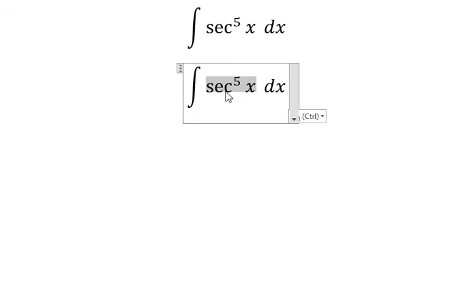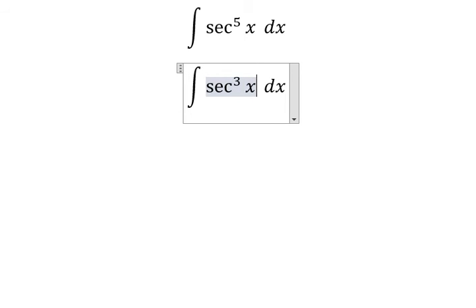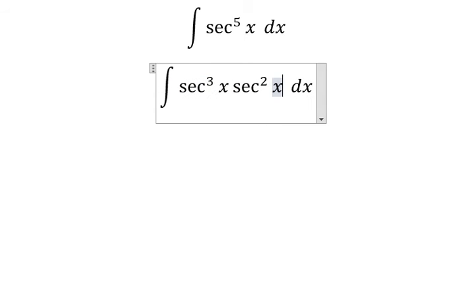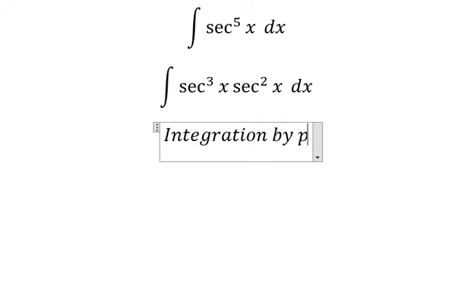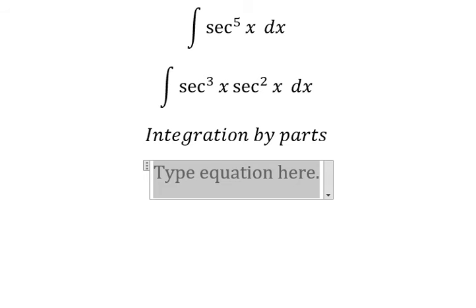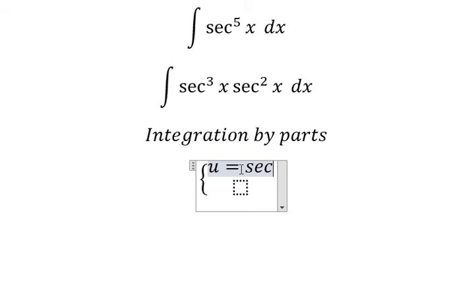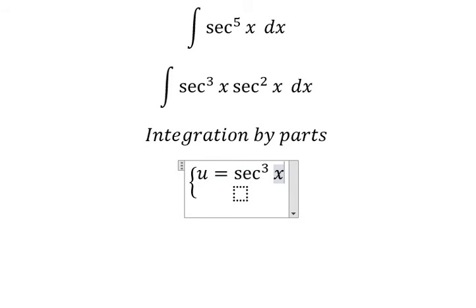About this one, we can put it into secant of s to the power of 3 multiplied by secant of s squared. Next, we need to use integration by parts. So I need to put u equals secant of s to the power of 3.